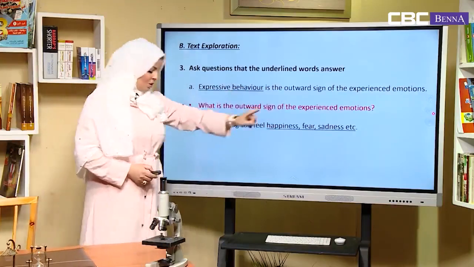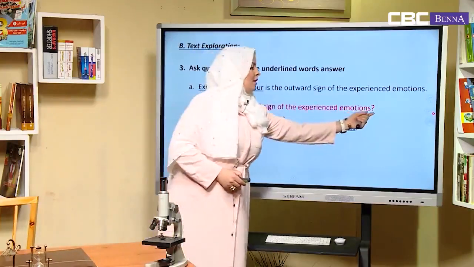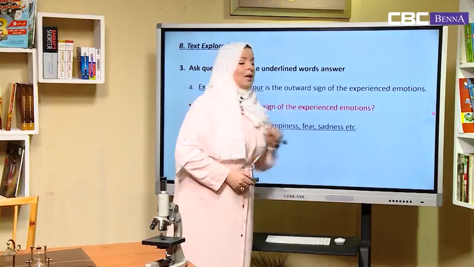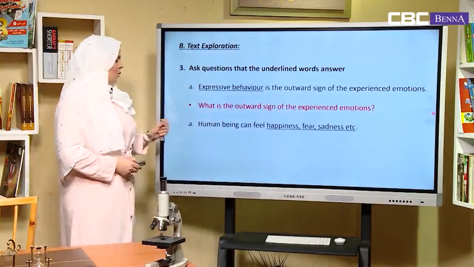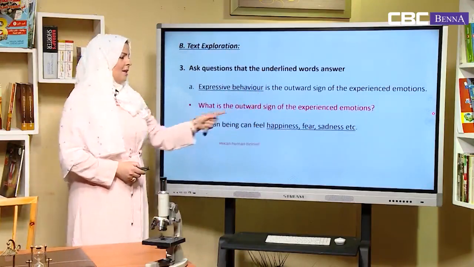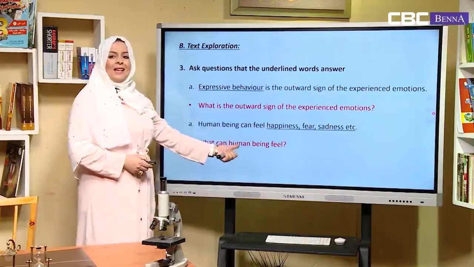An important thing, don't forget the question mark. It is so important. Is it clear? Good. Second one, human beings can feel happiness, fear, and sadness, etc. So, object: what can human beings feel?